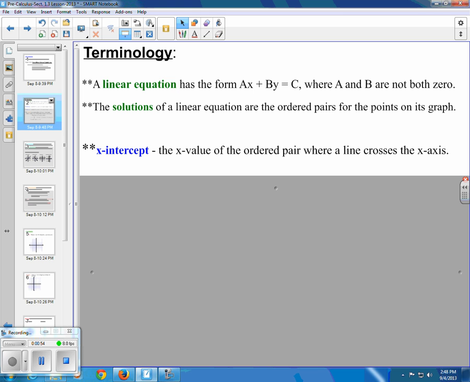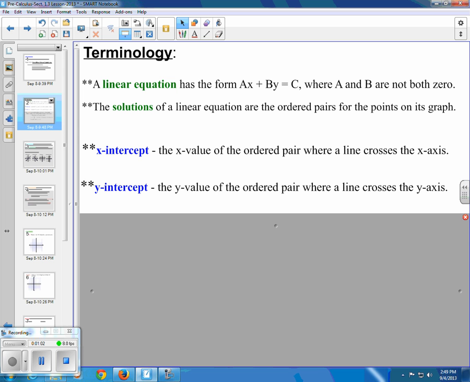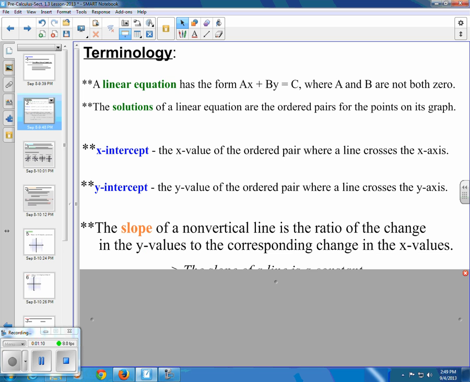If you're looking at an x-intercept, that is the x value of an ordered pair where the line crosses the x-axis. The y-intercept is the y value of an ordered pair where the line crosses the y-axis. Hopefully these seem like familiar terms.